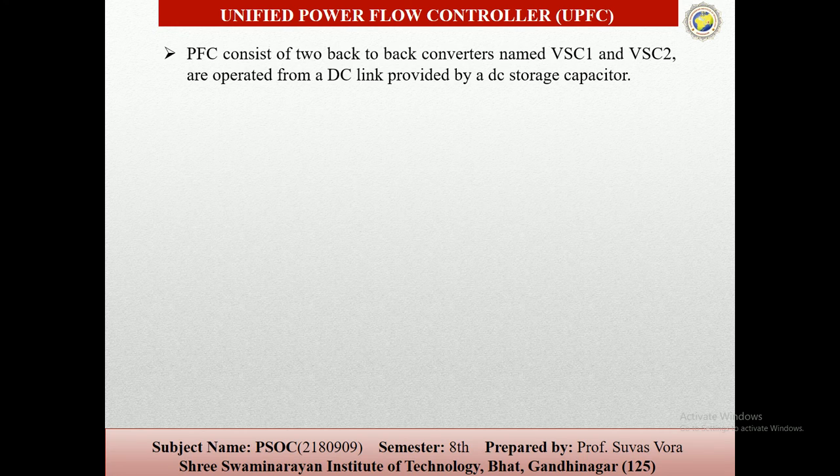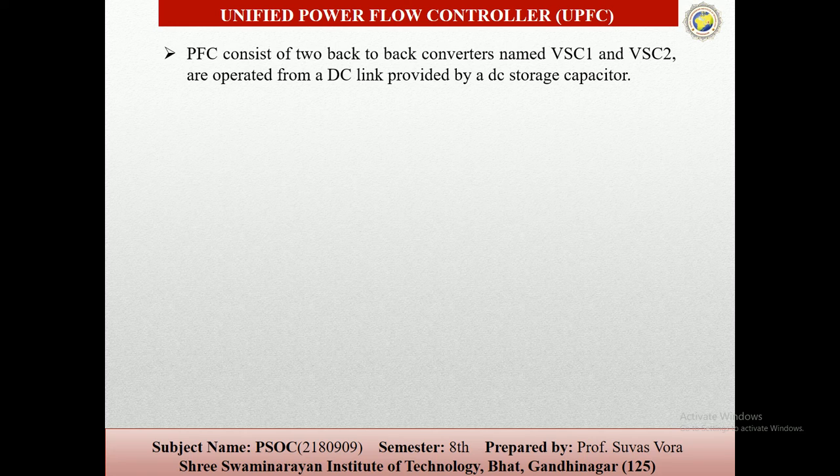Then the last topic of the chapter is the UPFC, a unified power flow control system. So in this system, having the two back-to-back converters named the VSC1 and VSC2, and the power flow controller consists of the two back-to-back converters.